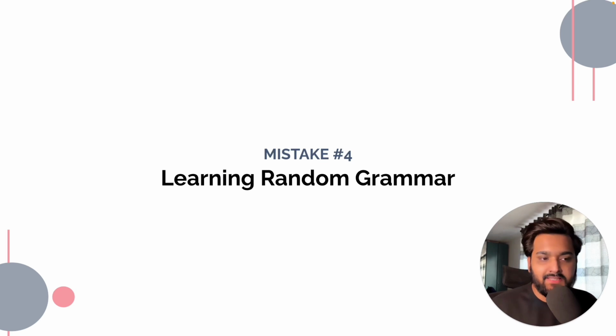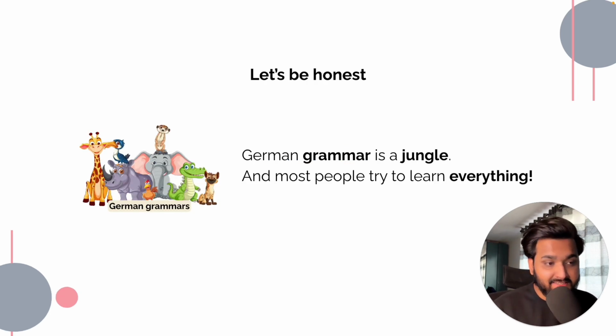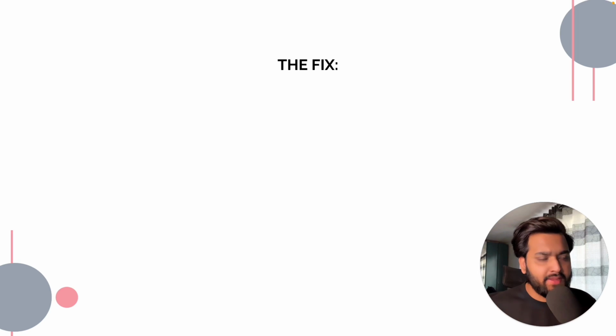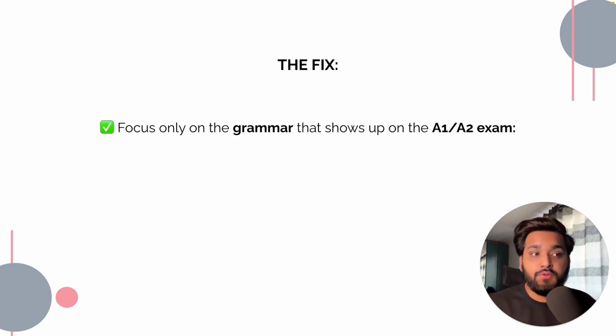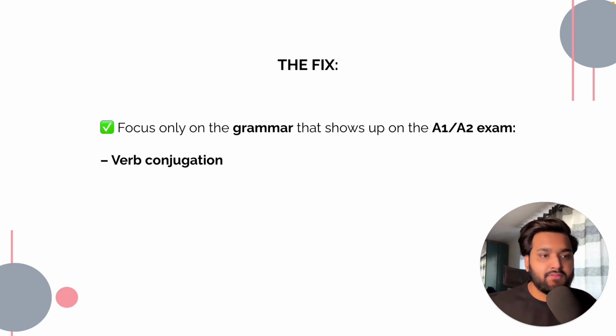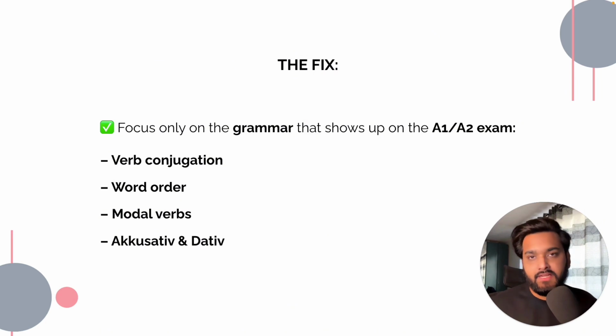Let's talk about mistake number 4, which is learning random grammar. Let's be honest, German grammar is a jungle and most people try to learn everything. There are verbs, adverbs, personal pronouns, accusative, dative, genitive, lots of grammar rules. It's like various kinds of animals in just one place. And don't panic, here is your solution. Focus only on the grammar that shows up on the A1 or A2 exam. For example, verb conjugation, word order, modal verbs and accusative or dative. These are some basic grammar rules. If you know them, you will definitely pass your A1 or A2 exam.